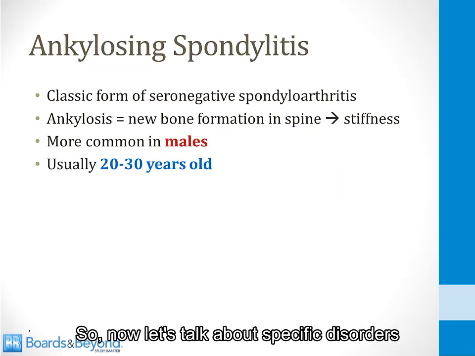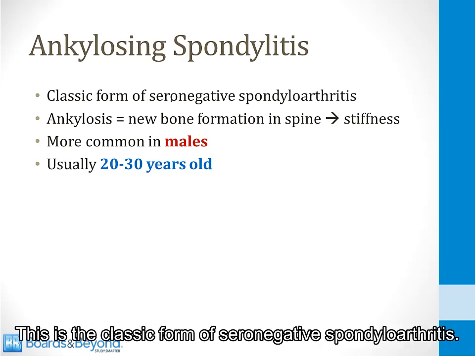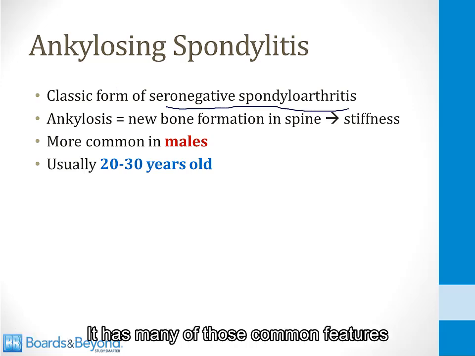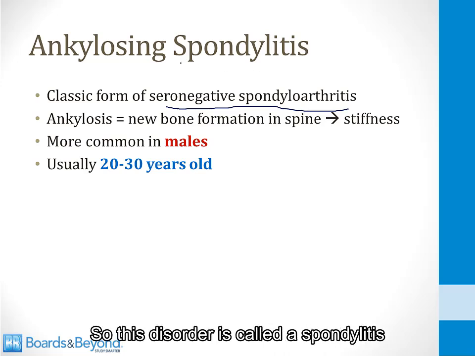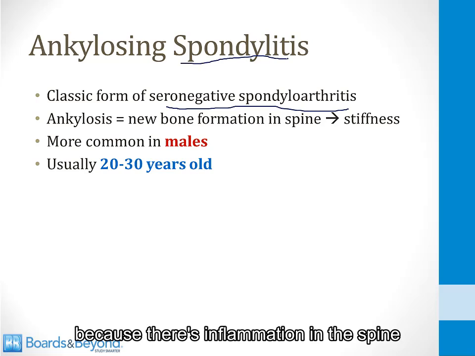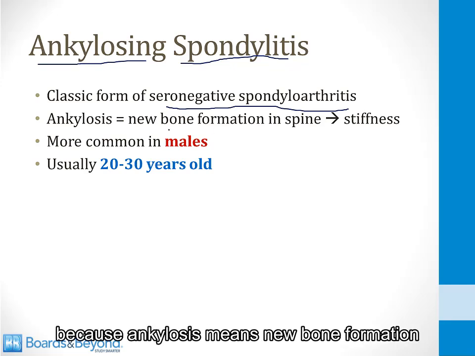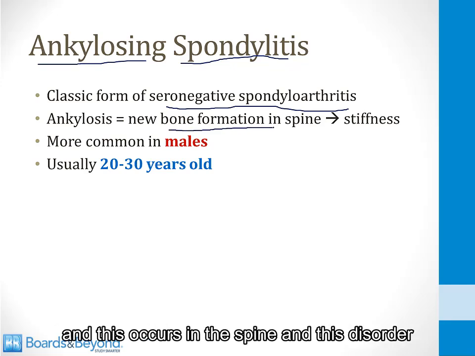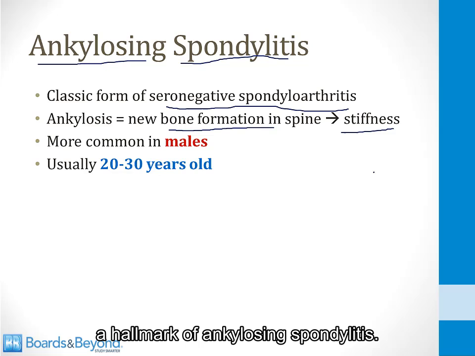So now let's talk about specific disorders, and we'll begin by discussing ankylosing spondylitis. This is the classic form of seronegative spondyloarthritis. It has many of those common features we talked about just a few slides ago. So this disorder is called a spondylitis because there's inflammation in the spine, and it gets the term ankylosing because ankylosis means new bone formation, and this occurs in the spine in this disorder, and that leads to stiffness of the spine, a hallmark of ankylosing spondylitis.